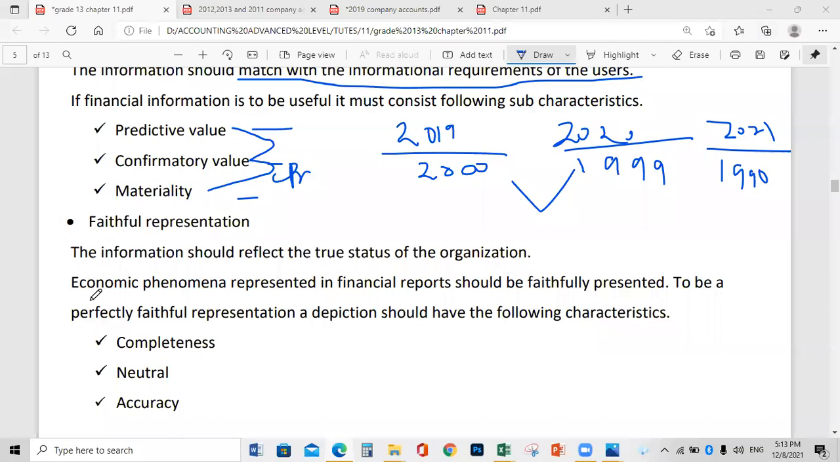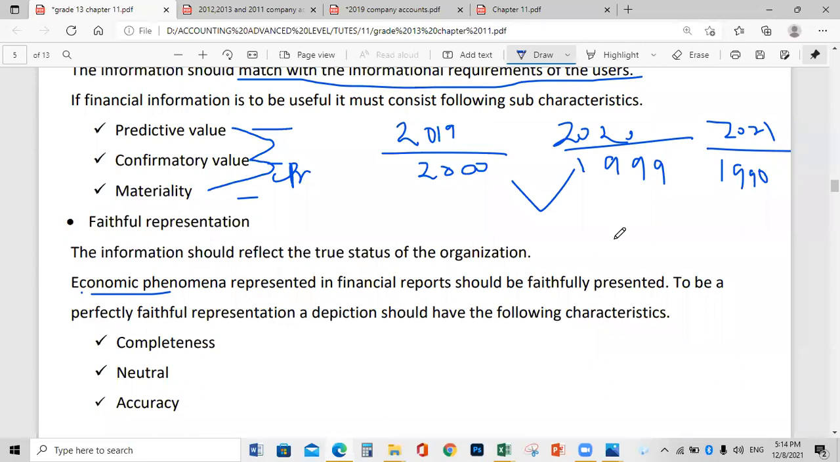Okay, so that means, guys, economic phenomena represented in financial reports should be faithfully represented. To be perfectly faithful representation, a depiction should have the following characteristics. So, guys, faithful representation means you're showing the true status of the organization. Whatever you're showing, the economic phenomena means the economic benefits and all which you're showing in the financial statements, that should represent true information.